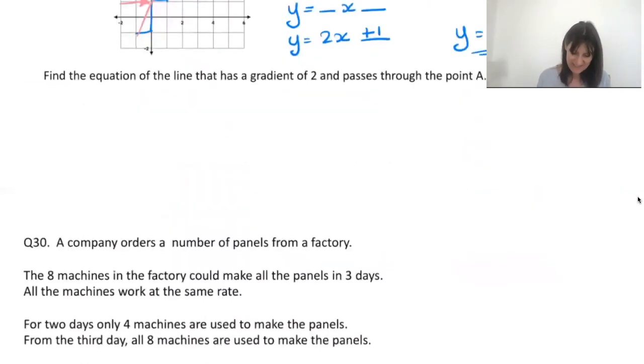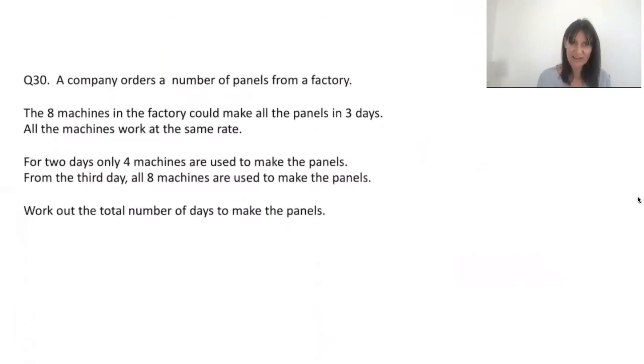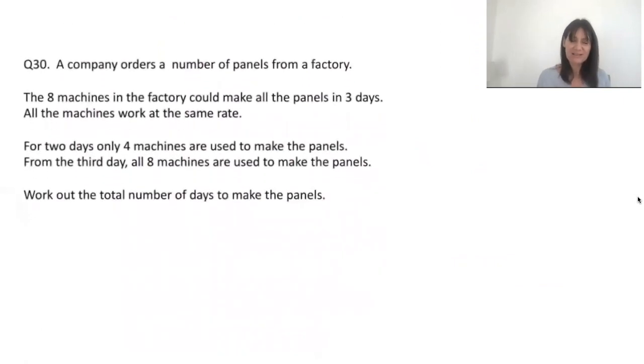Okay. Here is our next one, which I think is a bit of a toughie. So hit pause and then have a really good go at this and press play when you are ready, okay?